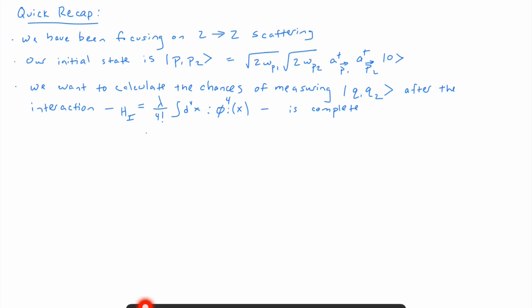And remember that we also had to normal order it to get rid of some of the infinities, as we talked about in the zeroth order and first order scattering terms that we calculated in the previous lecture.